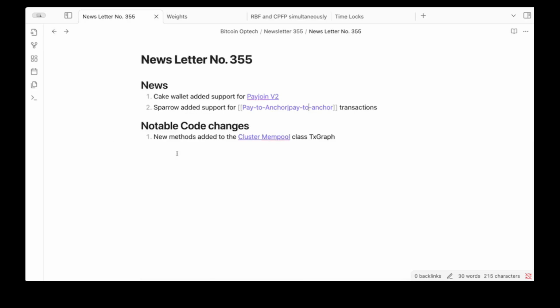Sparrow Wallet has added support for this transaction. This is important because you can use Sparrow Wallet to create these pay to anchor transactions. It takes care of all the script pubkey part, and you can also RBF it or CPFP it afterwards whenever you need. So you can do all the management using Sparrow Wallet. So this is about pay to anchors.